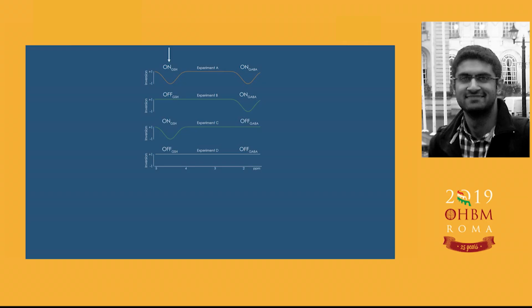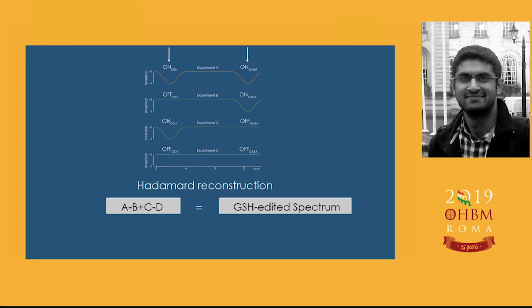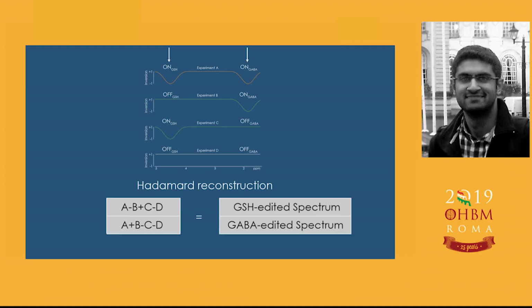So again, you repeat the same steps you did for MEGA-PRESS. For glutathione, you take all the ons minus all the offs, and for GABA, again, you take all the ons minus all the offs. And this is where you apply the Hadamard reconstruction. Hadamard reconstruction involving A minus B plus C minus D gives you the glutathione edited spectrum. Reconstruction involving A plus B minus C minus D gives you the GABA edited spectrum. And now Hadamard encoding and reconstruction gives the technique its name, Hadamard Encoding and Reconstruction of MEGA-Edited Spectroscopy, or in short, HERMES.